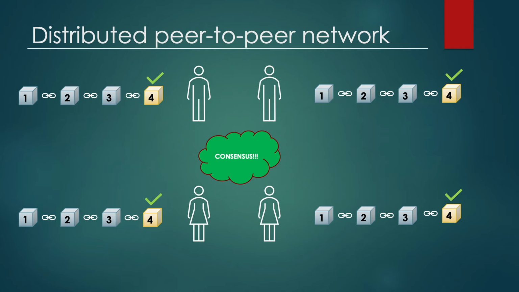Therefore, to successfully tamper with a blockchain, you need to tamper with all the blocks on the chain, redo the proof of work for each block, and take control of greater than 50% of the peer-to-peer network, which is next to impossible. This is the secret to blockchain's security.